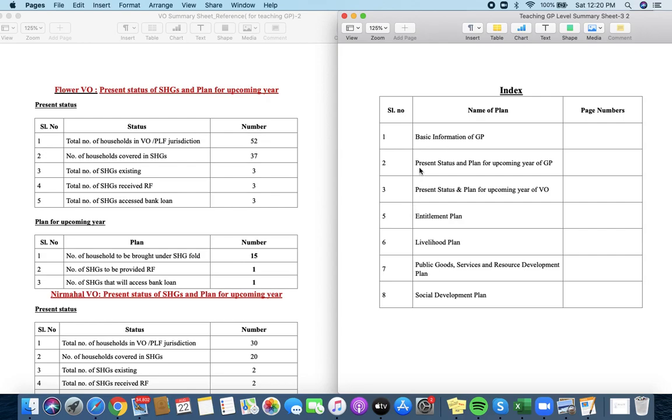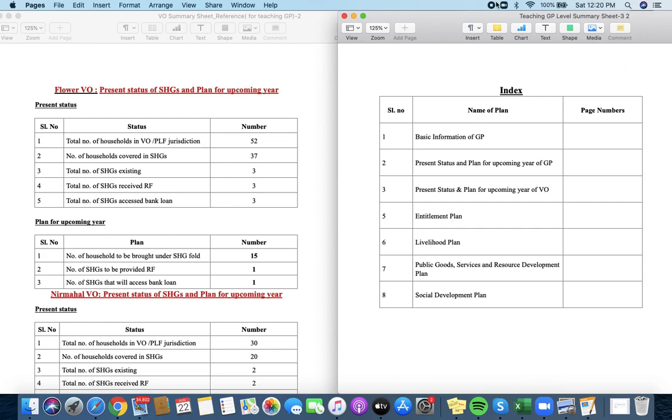Now you can see on my screen that there are two formats. On the left side is the format of Flower VO and Nirmahal VO, which has already been filled, so that I can help you in teaching how to fill the GP level consolidation sheet. And this is the GP level consolidation sheet which I'll be filling for you to understand with greater clarity as to how to go about it.